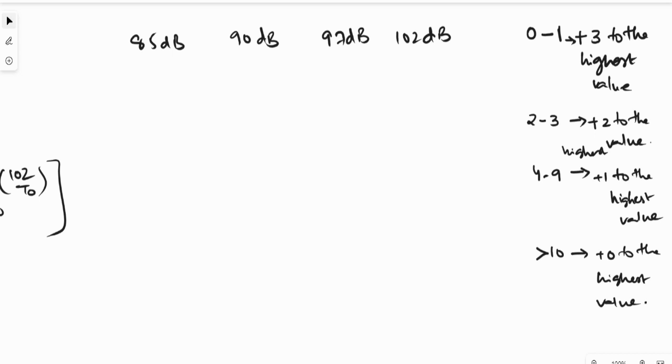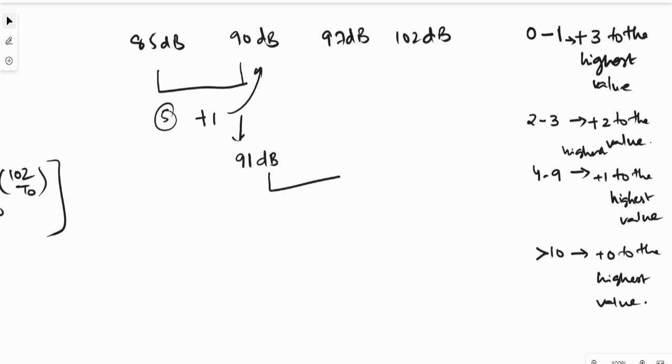Okay, so let's do this here. If you subtract this 2, the difference is 5. Okay, so if 5 is in between 4 to 9, what you will do is add 1 to the highest value. So what you will get is 91 dB.